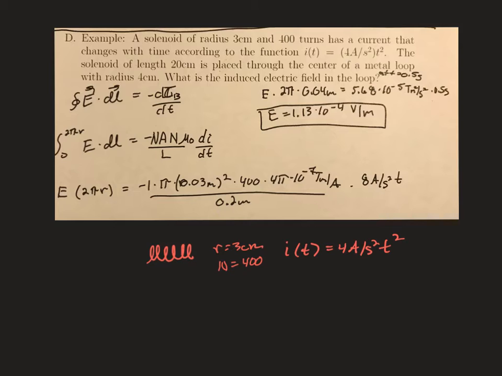And then we're given the length of the solenoid as 20 centimeters. And then we pass that solenoid through a loop, and that loop has a radius of 4 centimeters.